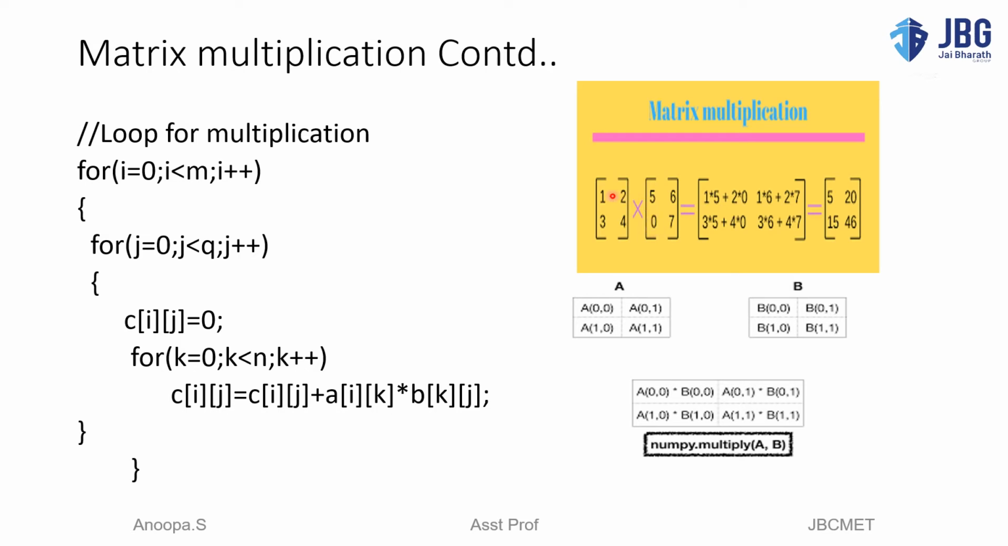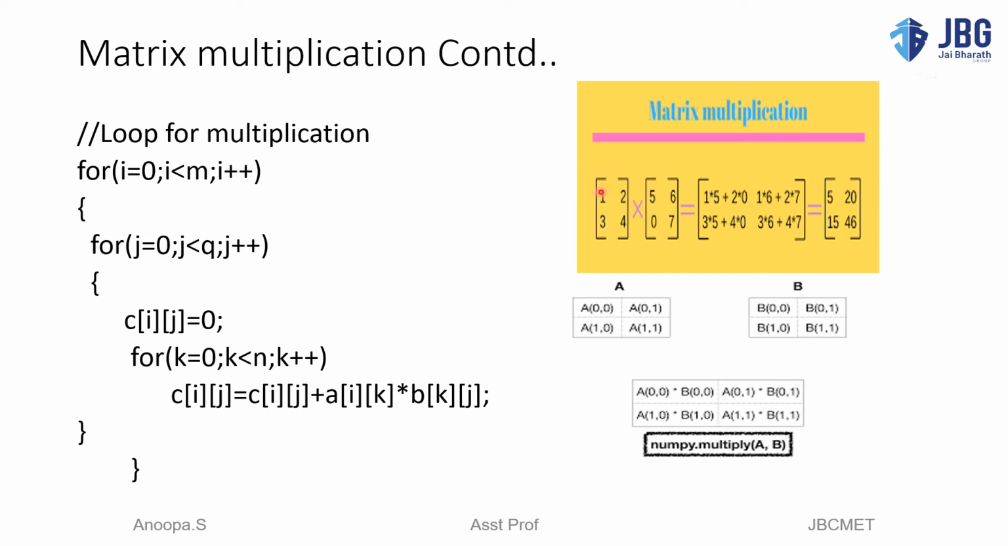So see the index of the element here, 1 into 5. Here it is 0 0, and here also it is 0 0. Now consider 1 into 5 plus 2 into 0. Here the index is 0 1, and here the index is 1 0. That means we are getting the elements by interchanging the indices. In order to perform the addition of elements, we have to first perform the multiplication of these elements and then perform the addition.